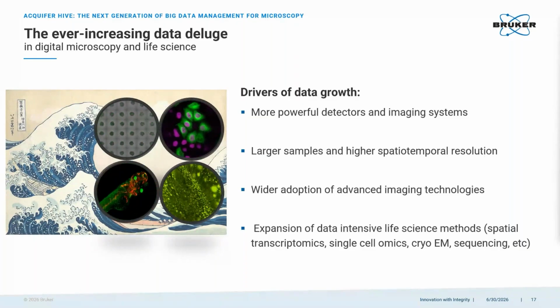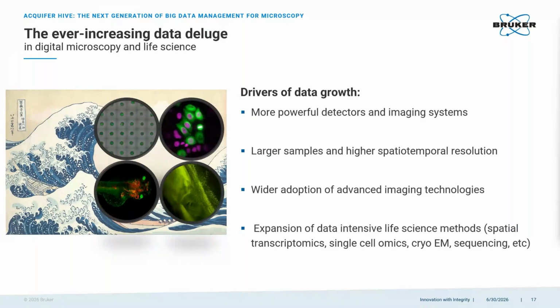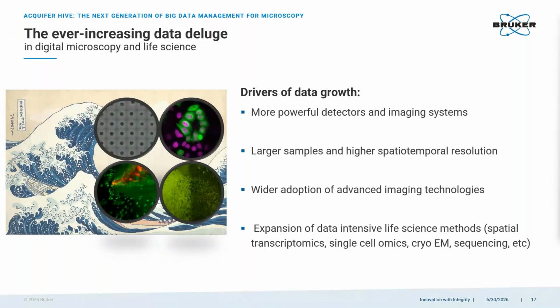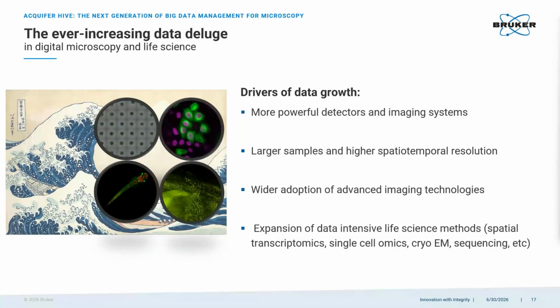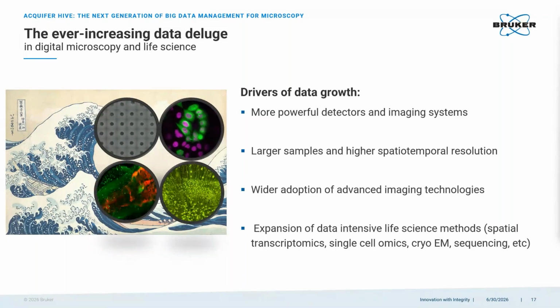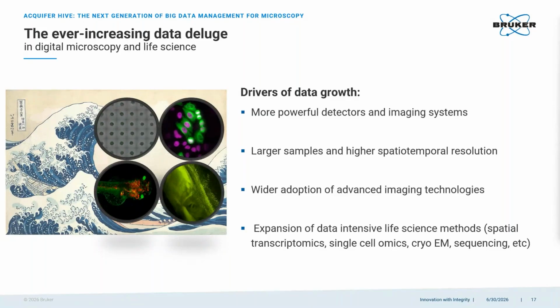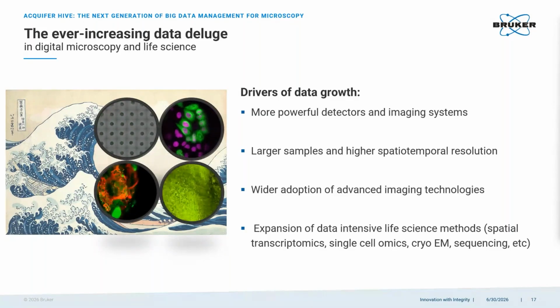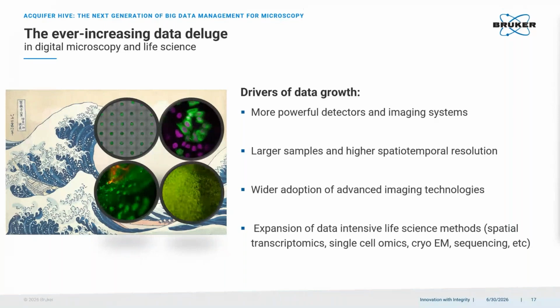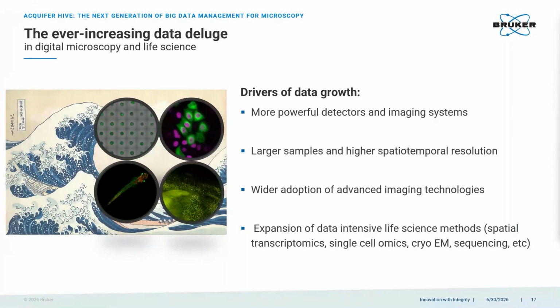So what are the main drivers for this constant data growth? I think, first and foremost, we have more and more powerful detectors and imaging systems. Systems become more capable with larger camera chips, multi-camera systems, automation, higher frame rates, etc. These more capable systems also allow you to image very large samples, like Jürgen just mentioned. You can image an entire mouse with a LCS spin system, but not just larger samples. You can also image many samples using automation, and you can image live samples at very high spatial and temporal resolution, also adding to the flood of data.